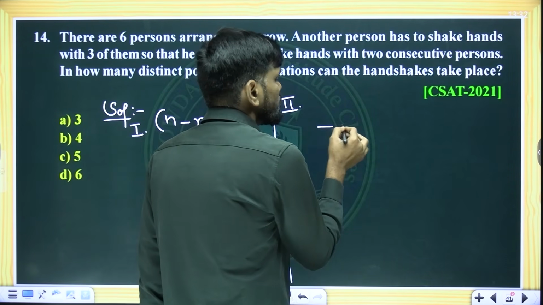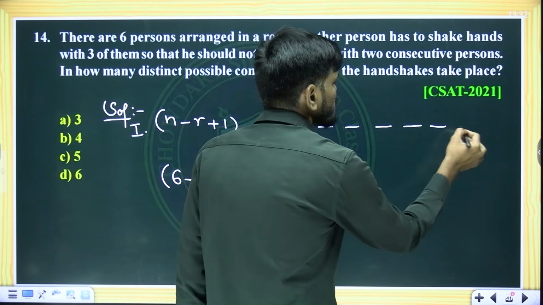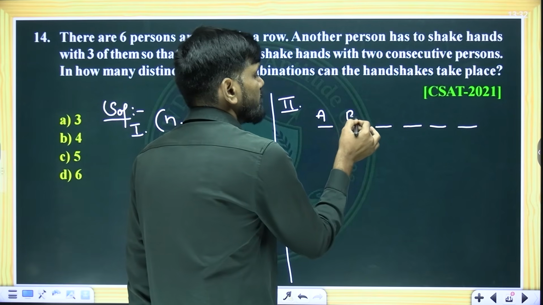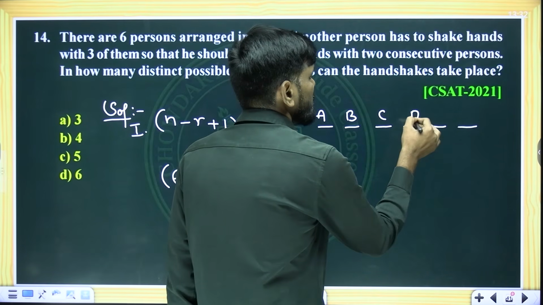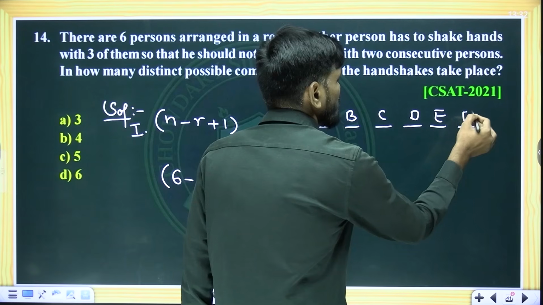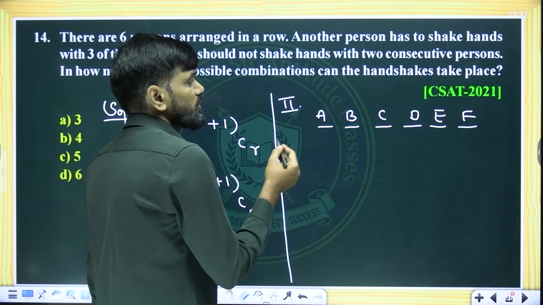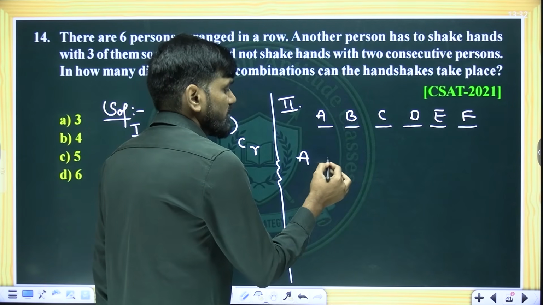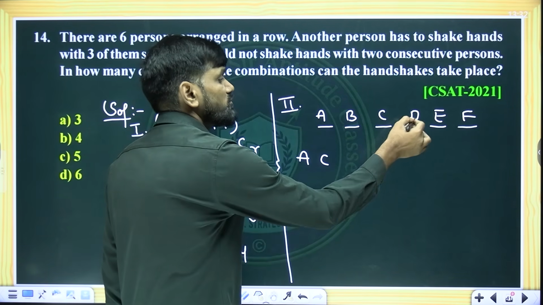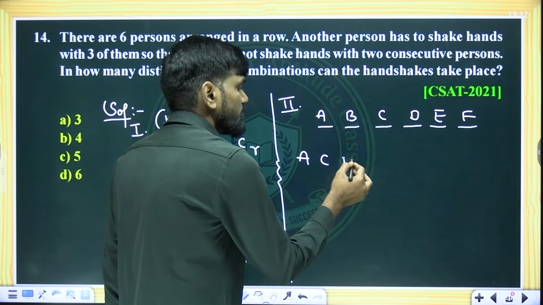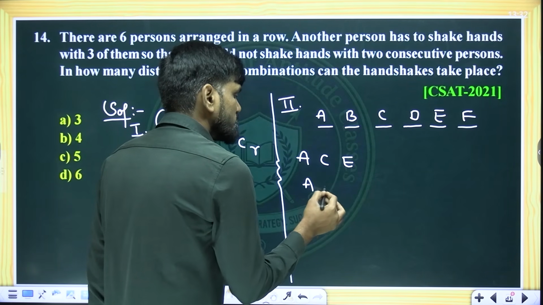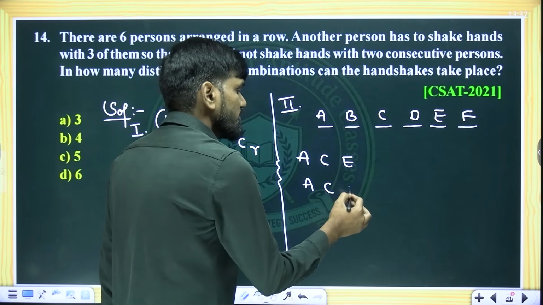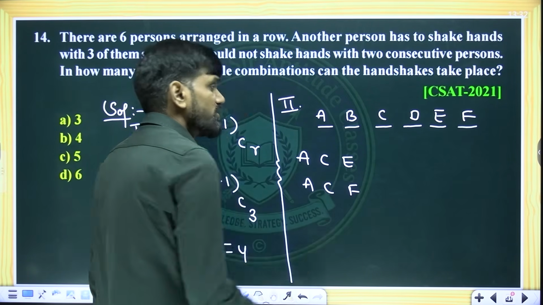to go by analysis. 1, 2, 3, 4, 5, 6. Let the persons be A, B, C, D, E, F. What are the combinations you can choose? If you choose A, you cannot choose B. Then you choose C, then you cannot choose D, you choose E. Or A, C, you keep it as it is, then choose F.